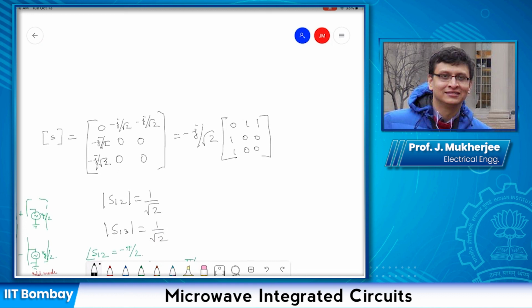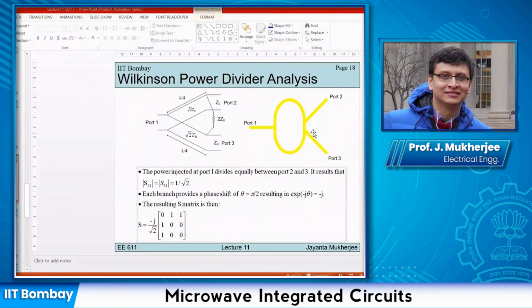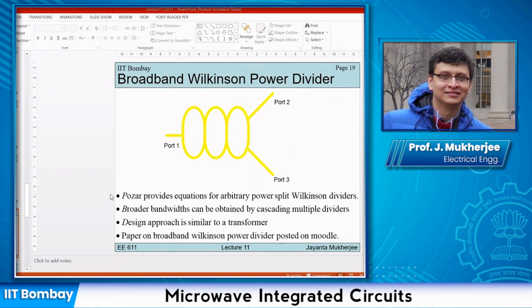Now we can also have the layout of the Wilkinson power divider. So this is the circuit, and the layout is something like this yellow diagram. Here this rounded shape and this rounded shape represent the lambda by 4 sections. We can also have a broadband version of this Wilkinson power divider where instead of one rounded oval section, we have a number of oval sections, each catering to a particular frequency. Pozar shows one example of how to design multi-section Wilkinson power dividers.